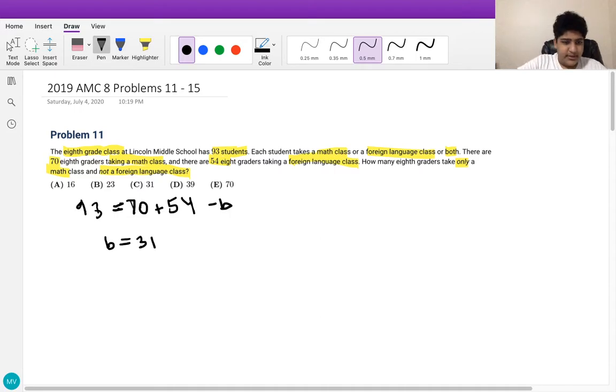And now that we know B, we can just find out the number that only take math by subtracting B from 70. And 70 minus B is just 39, which is choice D. So 70 minus B is equal to 39. And now let's move on to problem number 12.